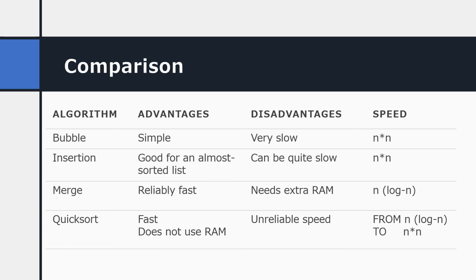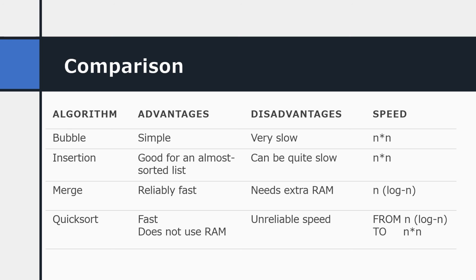And if we compare their advantages and disadvantages, the bubble sort is simple, but that's about all it's got going for it. It's very slow with a speed of n times n. The insertion sort is better. It can be slow, but it works well with an almost sorted list. In the worst case, it can be n times n operations, but it's generally faster than the bubble sort.